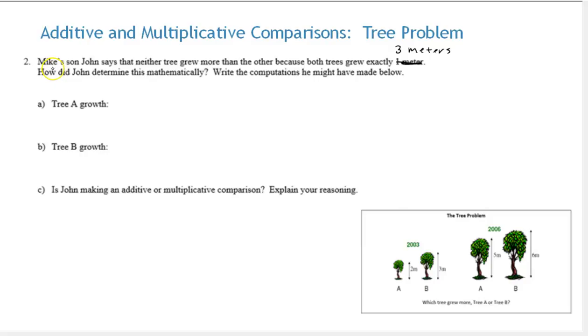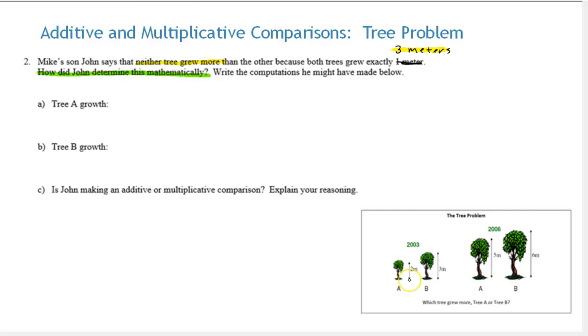So question 2, Mike's son John says that neither tree grew more than the other because both trees grew exactly 3 meters. If this said 1 meter, please correct it. How did John determine this mathematically? Write the computations he might have made below. So let's see what he might have done.